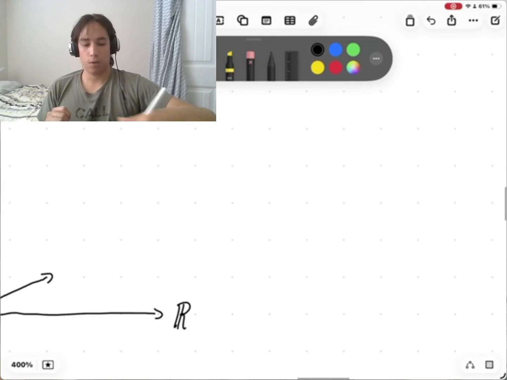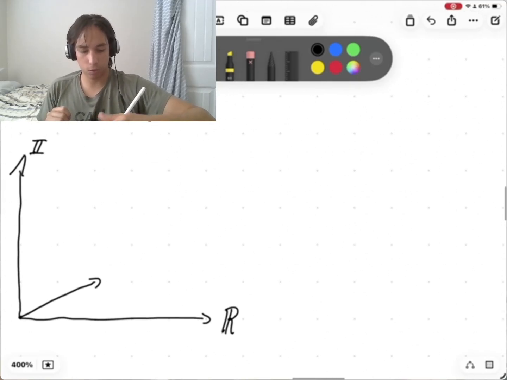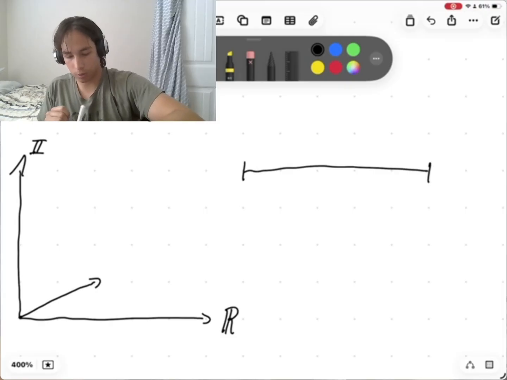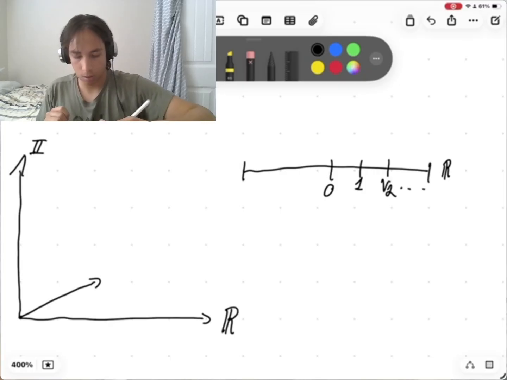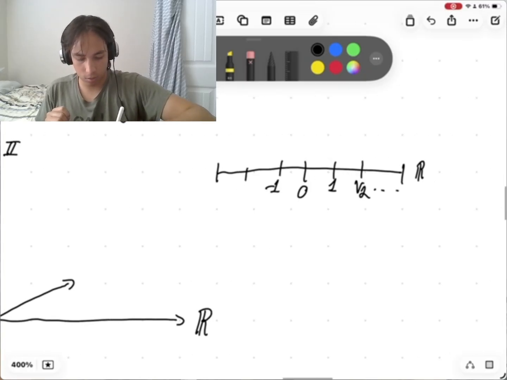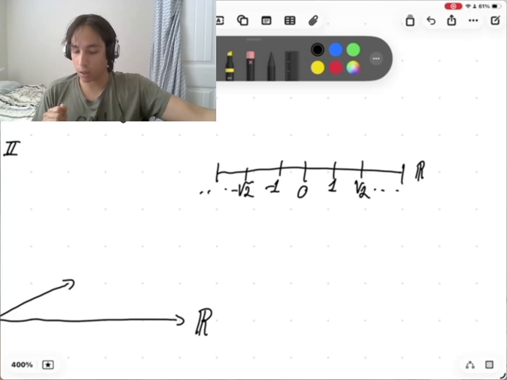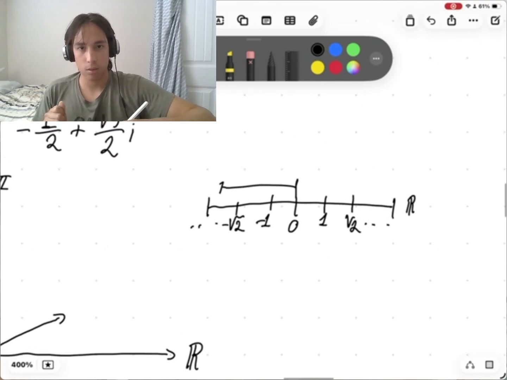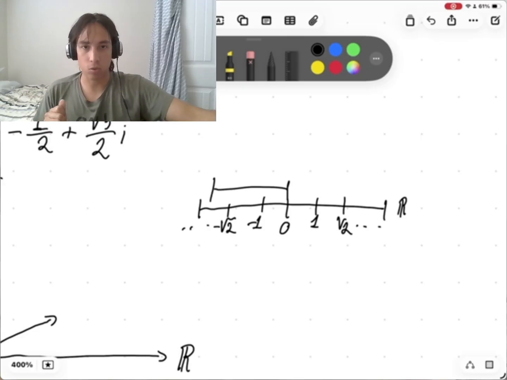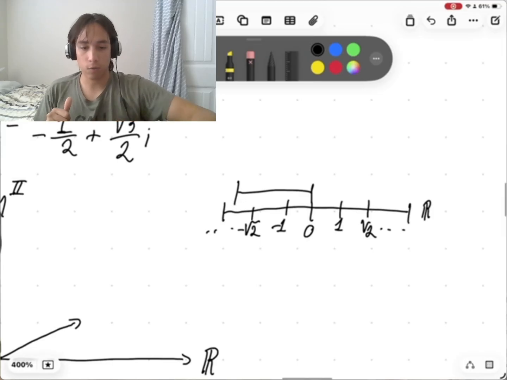If you recall, in the real number scale, I'm gonna draw over here, we have 0, 1, square root 2, and here we have -1, negative square root 2, and so on. The absolute value in the real scale is the distance between 0 and that number. It is just a magnitude, so that's why it's always positive. It just tells you the distance from 0.